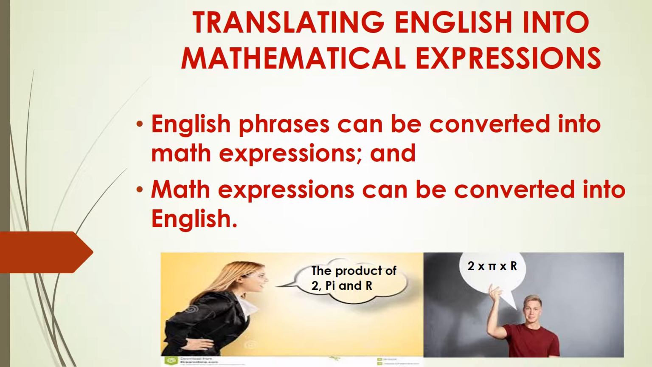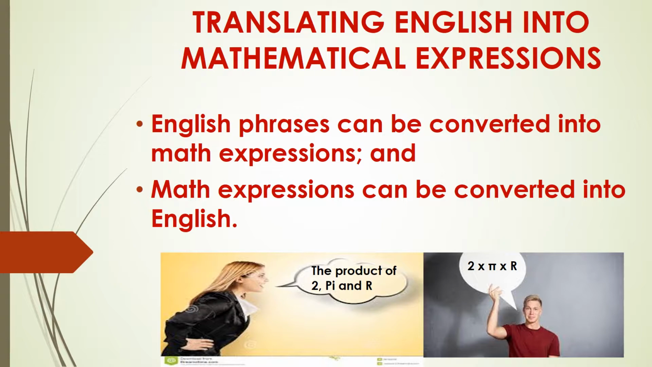If we look down at the bottom at those two pictures, the young lady is talking about the circumference of a circle. So she's thinking English. She says the product of 2 pi and r. That's an English phrase. So when you're taking a test, you usually have to read in English, but you have to do your calculations in math. So the guy on the right has taken the equivalent math expression, 2 multiplied by pi multiplied by r. So we've taken the English expression, the product of 2 pi and r, and we've converted it to a mathematical expression, 2 pi r. And that's what we're going to be talking about in this lesson.